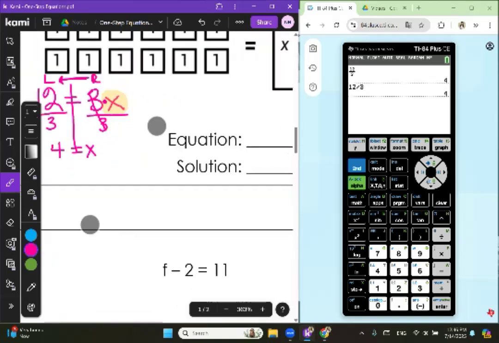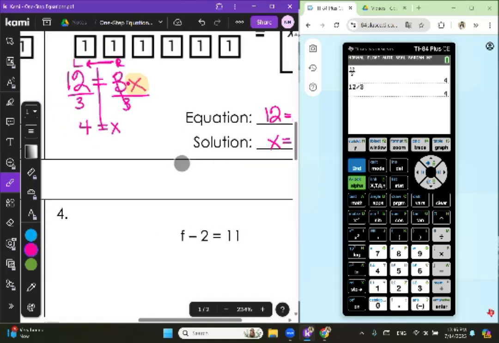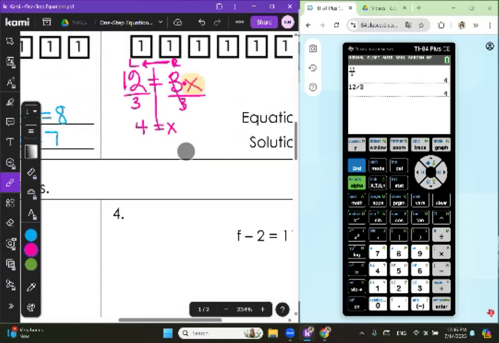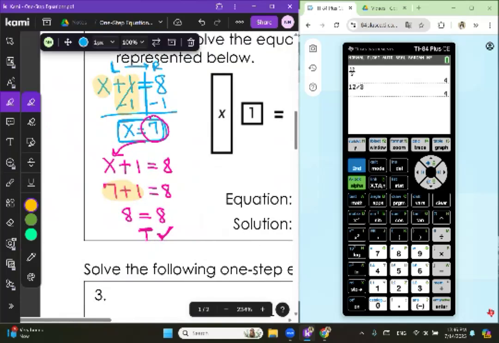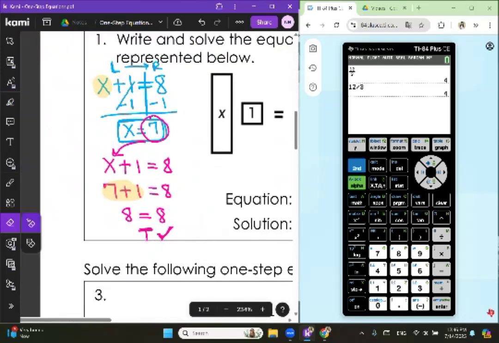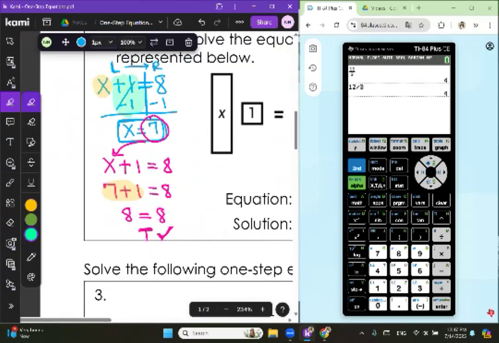Okay. So our equation was 12 is equal to 3x. Our solution is x is equal to 4. You can write it either way. Okay. But just remember, where you see the same number, those are the ones that zero out, that cancel out. Like over here in this example, the number that zeroed out or canceled out was the number 1. 1 minus 1 is 0. This is what you put into the calculator.